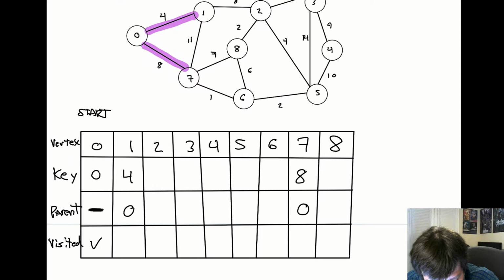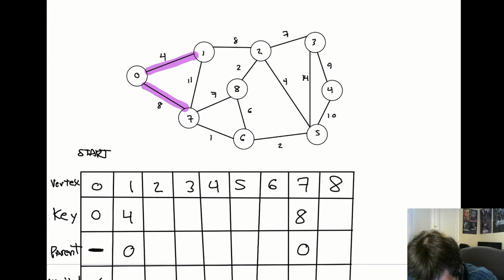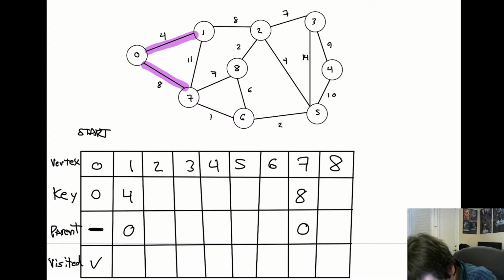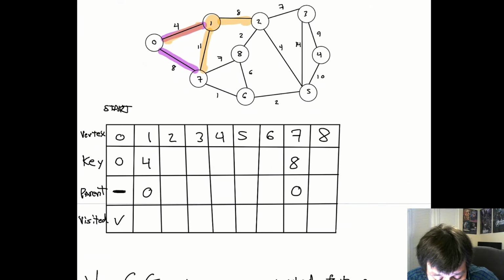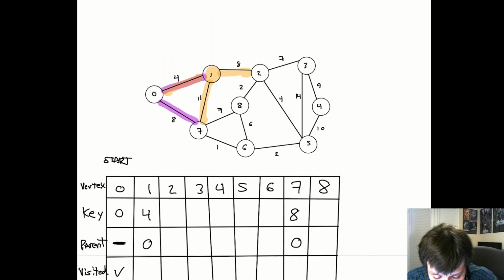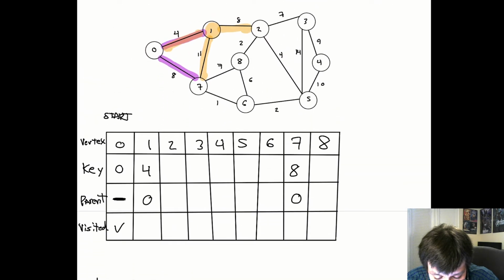So you got to pick the smallest weight of the ones you have here. We have to pick between 1 and 7. We have 4 and 8, so we go with 4. In this case, we are going to be looking at 1 because it has a weight of 4, right? So we're going to look at that. This has 3 edges coming out of it. And so the way that we run this is we just go through each one and feed it to this. So let's go ahead and do 2 first.